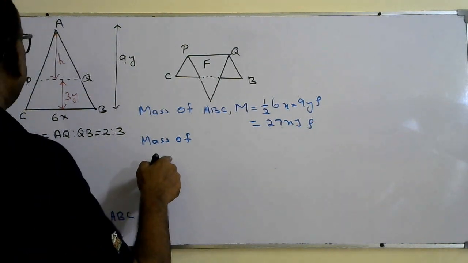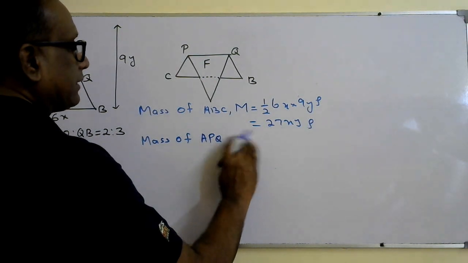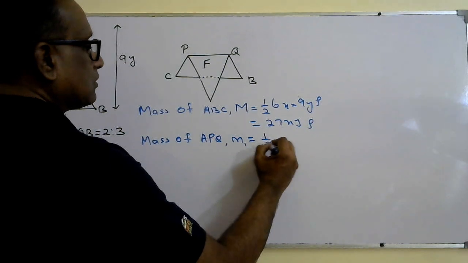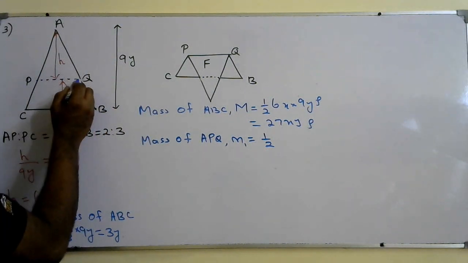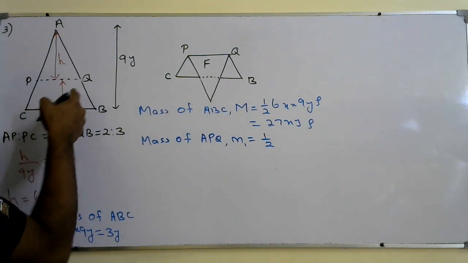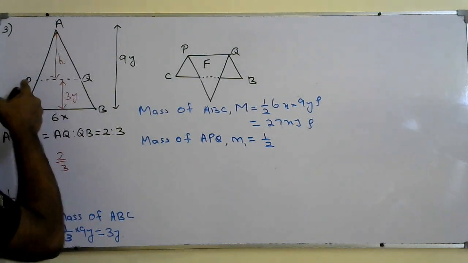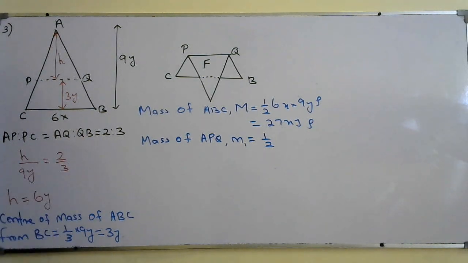So the mass of APQ, we can name it M1, is half into this PQ. How much? This is 6x. You know the ratio is the same: AP to AC is 2 by 3, which means in this triangle PQ to BC is also 2 by 3. So 2 by 3 of 6x means it's going to be 4x.